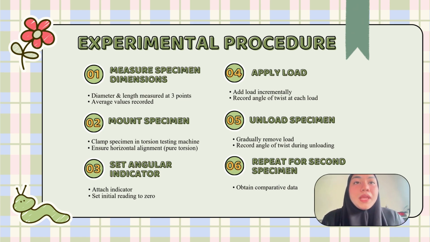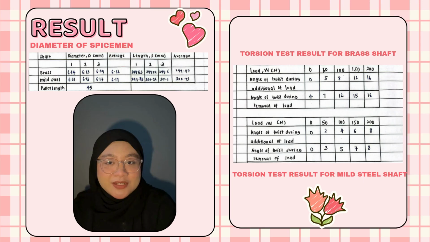Number 4. Apply load. Add load incrementally and record the angle of twist at each load applied. Number 5. Unload the specimen. Gradually remove the load and also record the angle of twist during the unloading. And lastly, number 6, repeat for the second specimen, because for this project, we use 2 specimens, mild steel and brass.